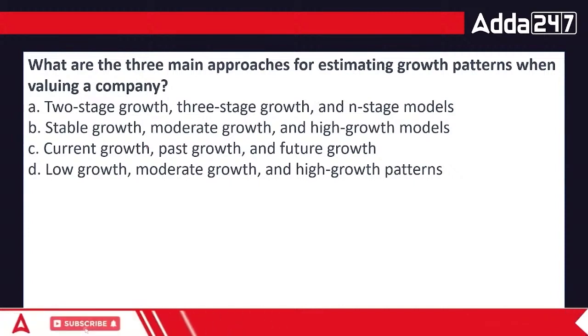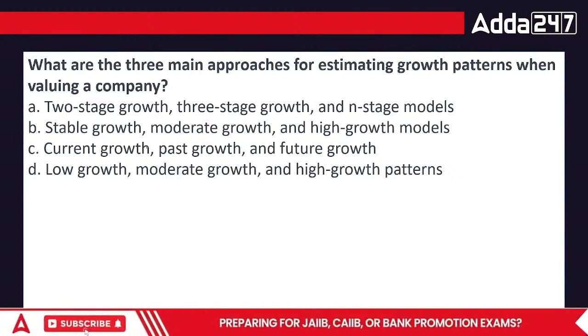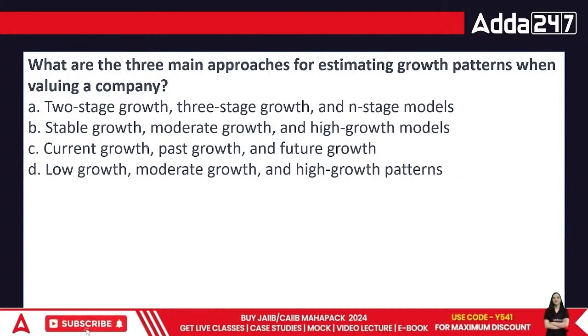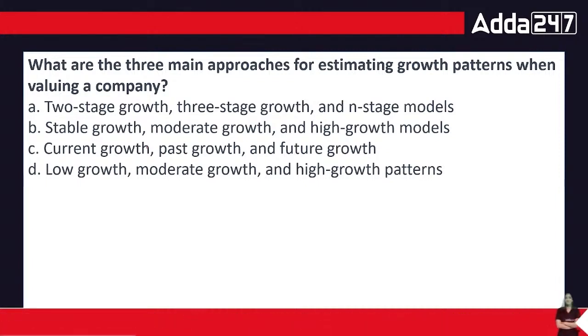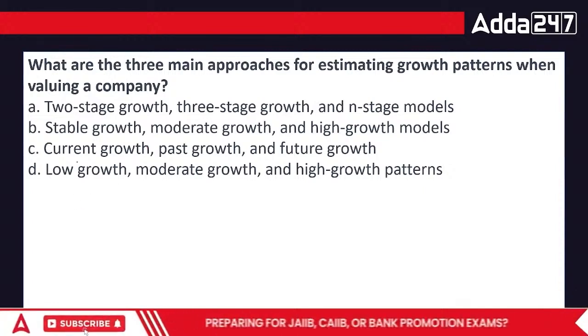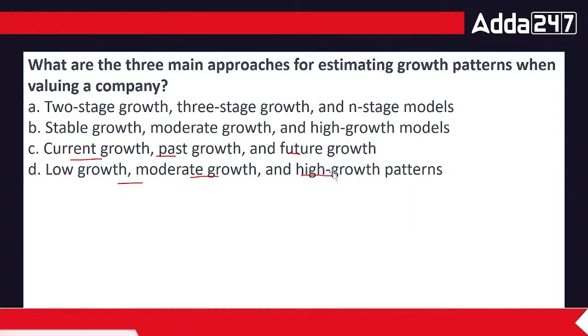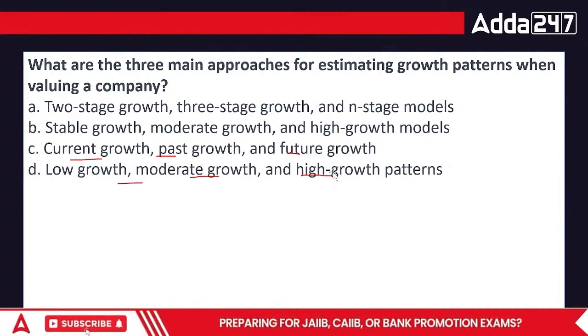What are the three main approaches for estimating growth patterns when valuing a company? Acha, when you're valuing a company, then what are the particular models? Two-stage, three-stage, end stage, stable, moderate, high, current, past, future, and low growth, moderate, and high growth. Growth is bound to happen, but what should be the pace of it? How do we decide it?